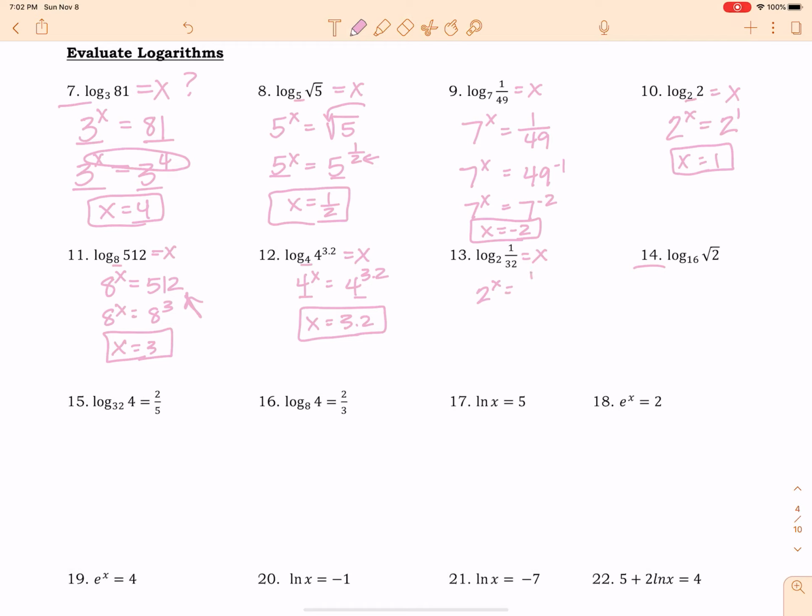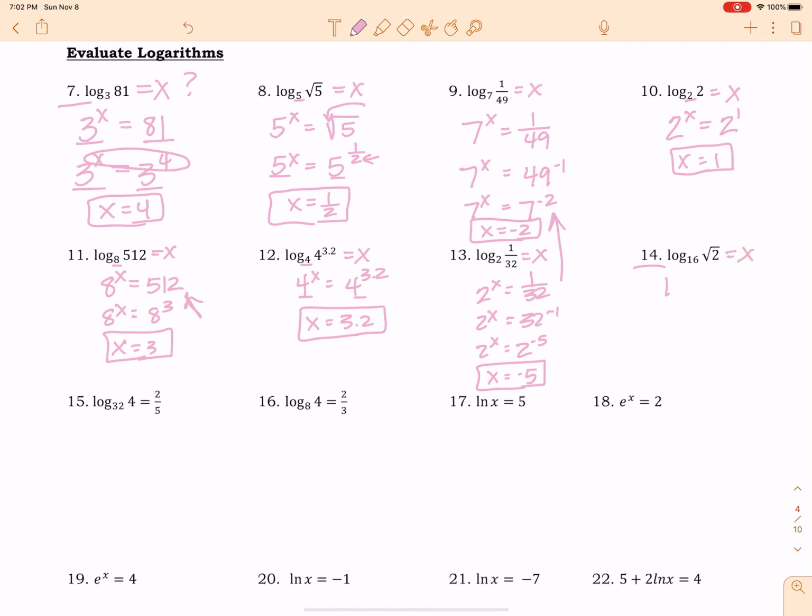All right, these I'm going to set equal to x, still doing the same thing. 2 to the x equals 1 over 32. This is just like this problem up here, where I've got to first write it as 32 to the -1, and then I can write it in a base of 2 because 32 is actually 2 to the 5th. So 5 times -1 is -5, and then set the exponents equal to each other.